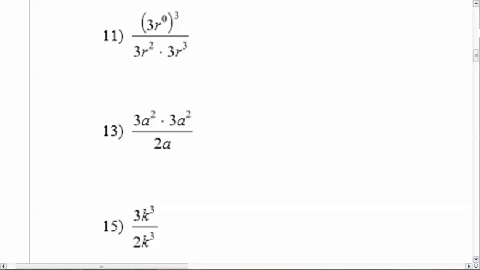So here we go. Let's look at number 11. So first, we're going to look at the top of the function. We're going to look at the bottom.